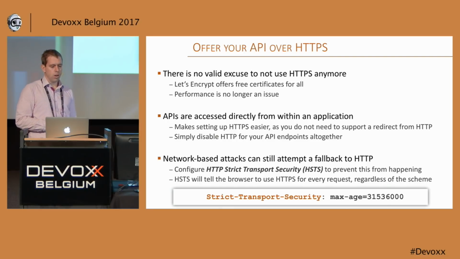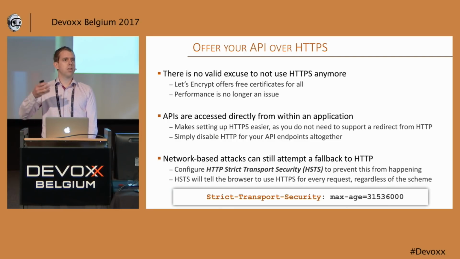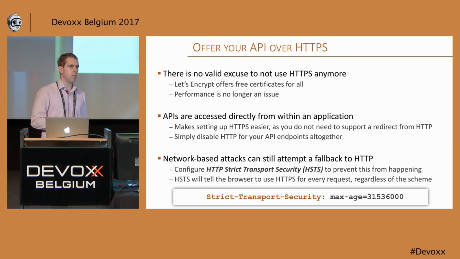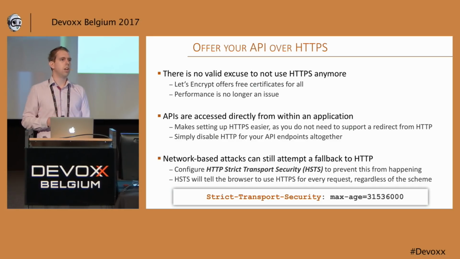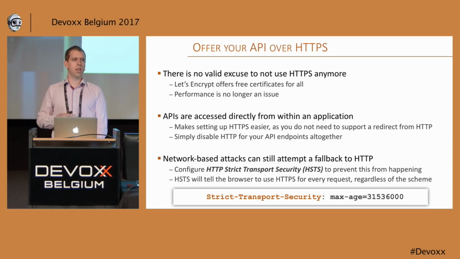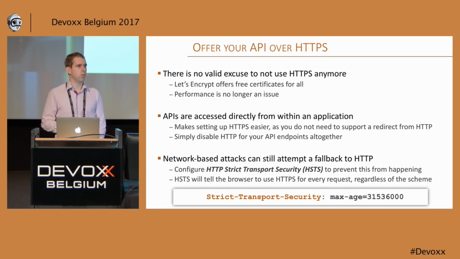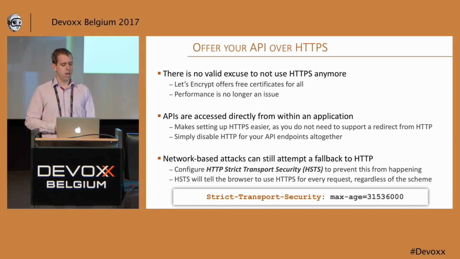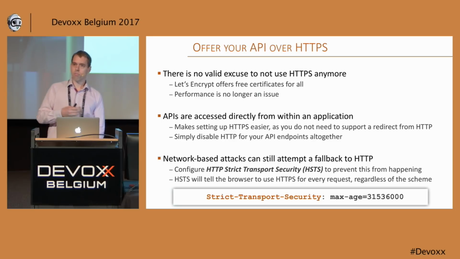You configure that with the header shown below, and you give it a max age. The max age is in seconds, so in this case it's for a year. If your browser sees this, for the next year he will never send you an HTTP request again. He will use HTTPS by default. And that's a very, very important thing to start with and to use as a baseline for security.